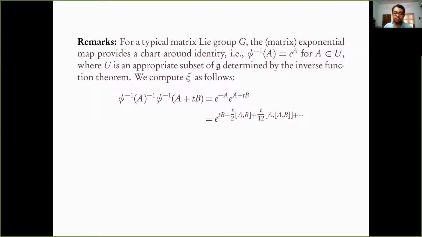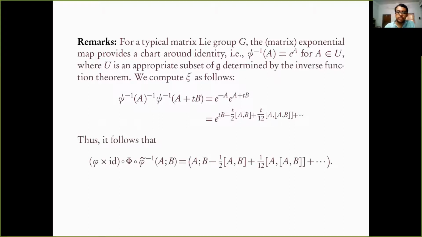It's e to the tB minus t over 2, the Lie bracket AB, plus t over 12, the Lie bracket of AB with A, and so on. You can actually write down these coefficients, and the bracketing is going to be exactly that. Iterations of A a certain number of times followed by B. Okay. So anyway, what I want is to take d by dt of this, right? So at the end, the equivalence class of this curve means I differentiate this with respect to t and set t equal to 0. If I do that, what I get is B minus half AB plus 1/12 AAB, and so on.